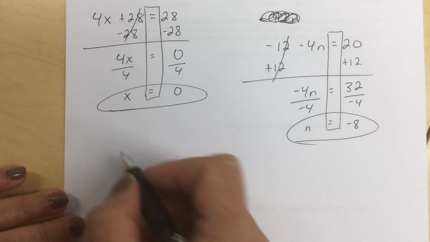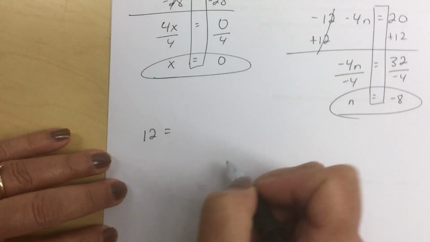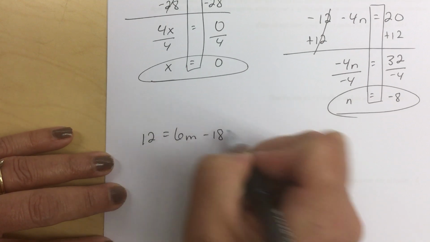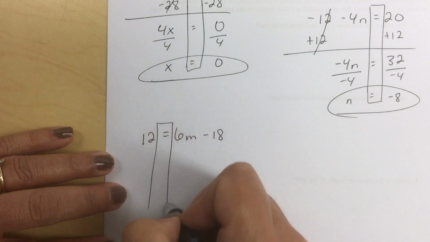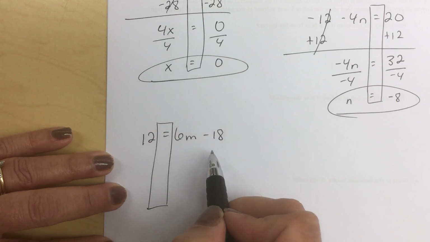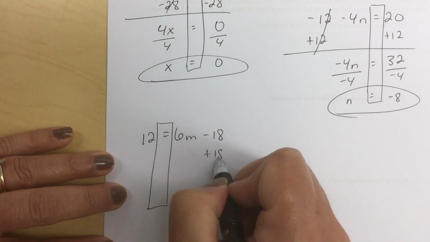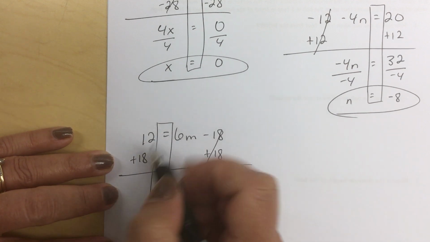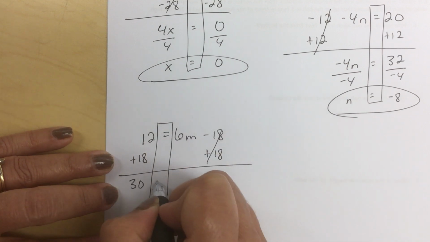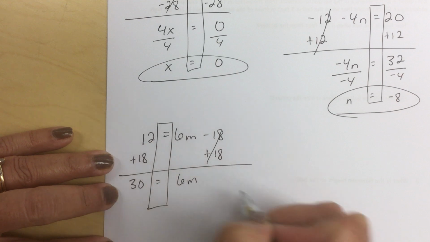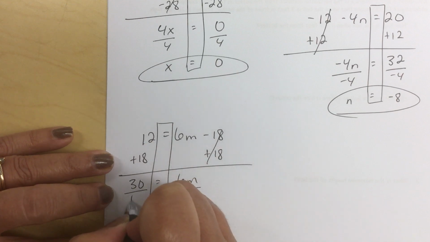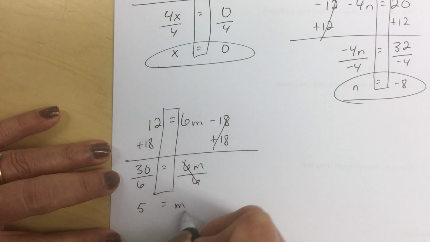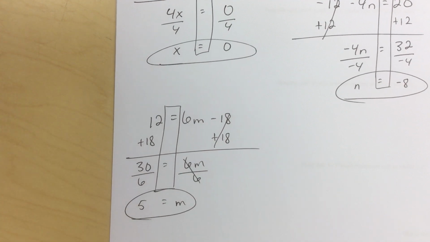Okay, let's do one more. 12 is equal to 6m minus 18. Okay, I want to get rid of my 18 first. So I'm going to add 18 to both sides. 12 plus 18 is 30. Bring down my 6m, divide by 6. 30 divided by 6 is 5. The 6s cancel, and 5 is equal to m.